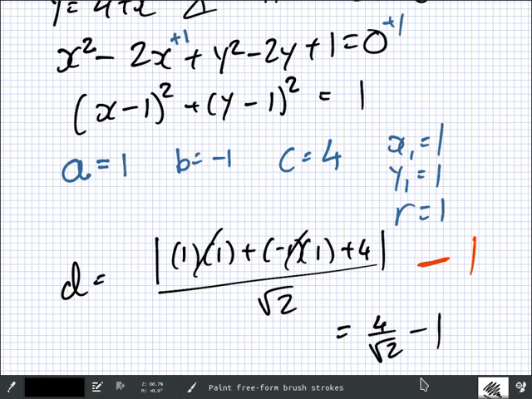Now again, if it's an MCQ, you might have to rationalize and simplify this to match it up. Can I scroll down? Last example, but it's done two different ways.